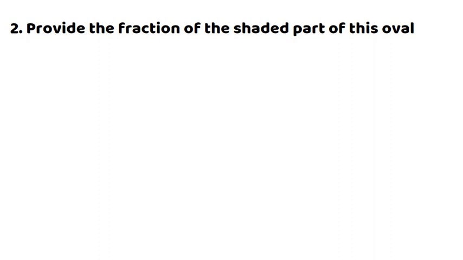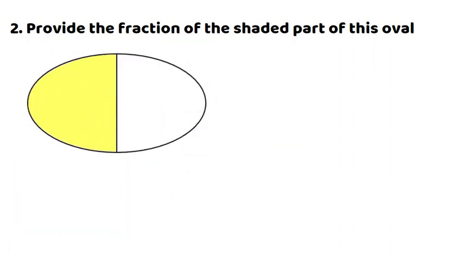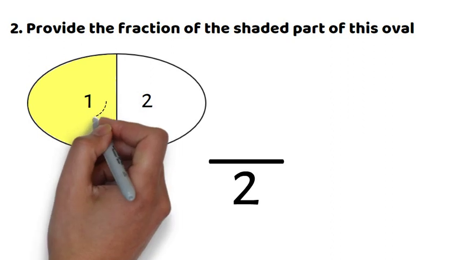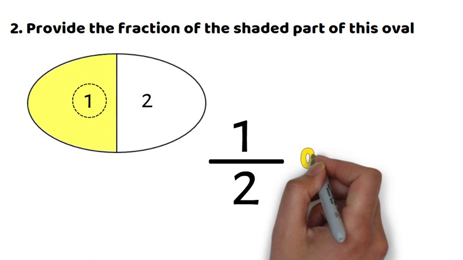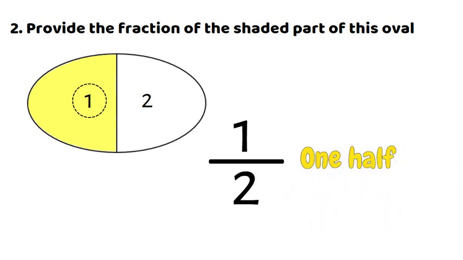In number 2, we see that an oval has been given. So, this oval has been divided into 2 equal parts. We therefore know that the denominator of this fraction would be 2. The number of parts that have been shaded is 1, so the numerator would be 1. The fraction of the oval that has been shaded is therefore 1/2.